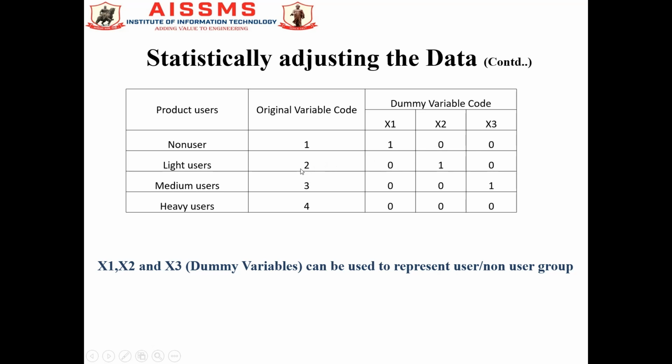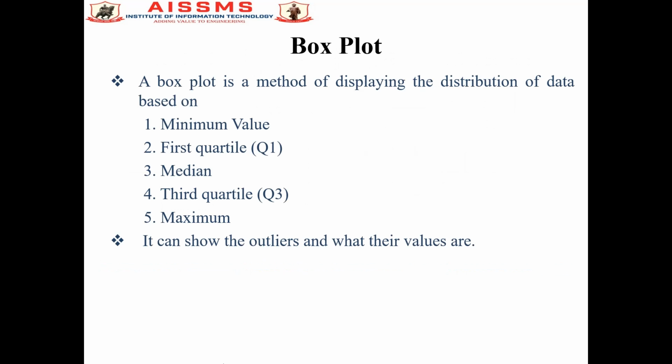Like that, for original variable code 2, it is replaced with X2 equal to 1 and X1 and X3 equal to 0. If X1, X2 and X3 are all equal to 0, it means that particular user will be a heavy user. So the X1, X2 and X3 dummy variables can be used to represent the user or non-user group.